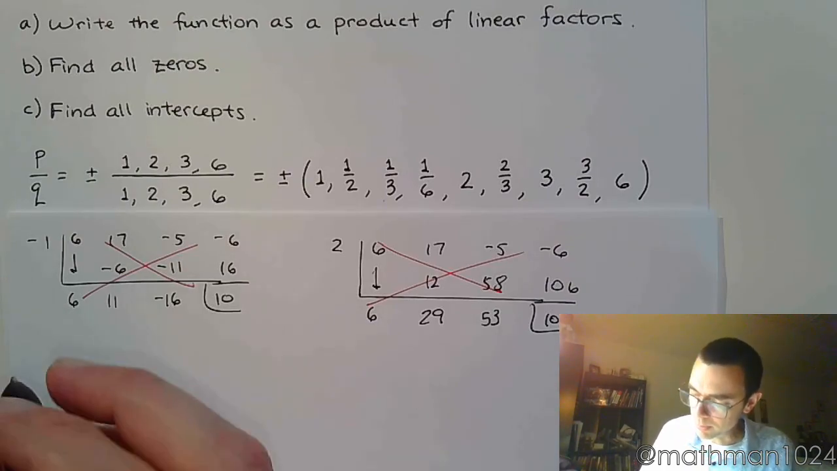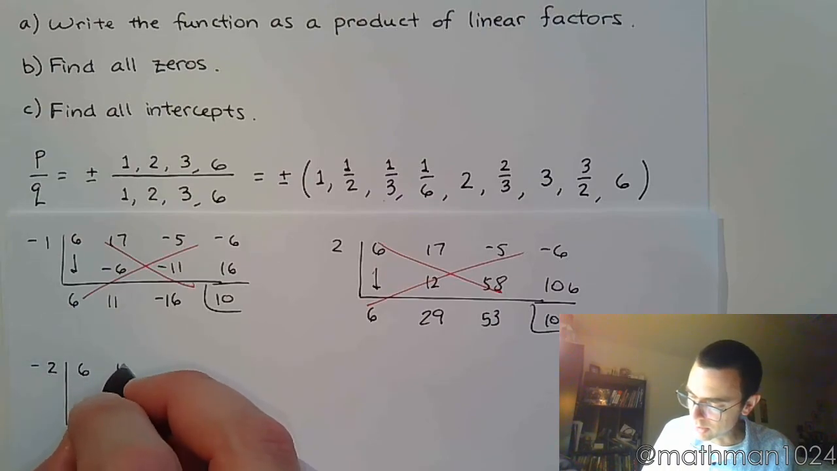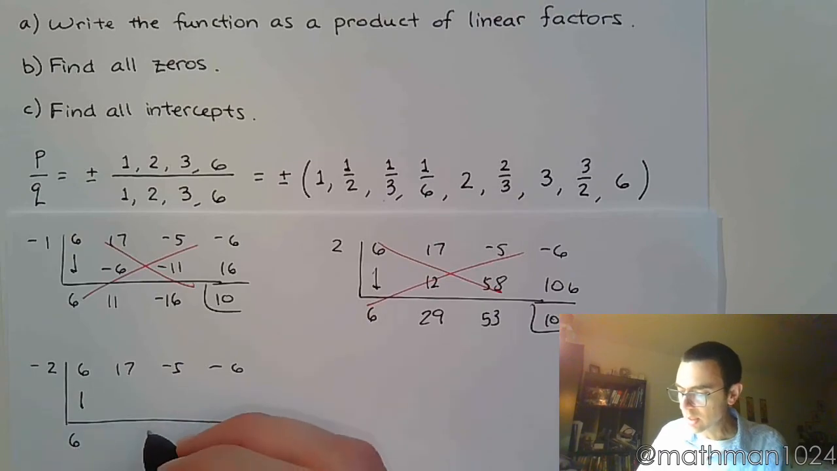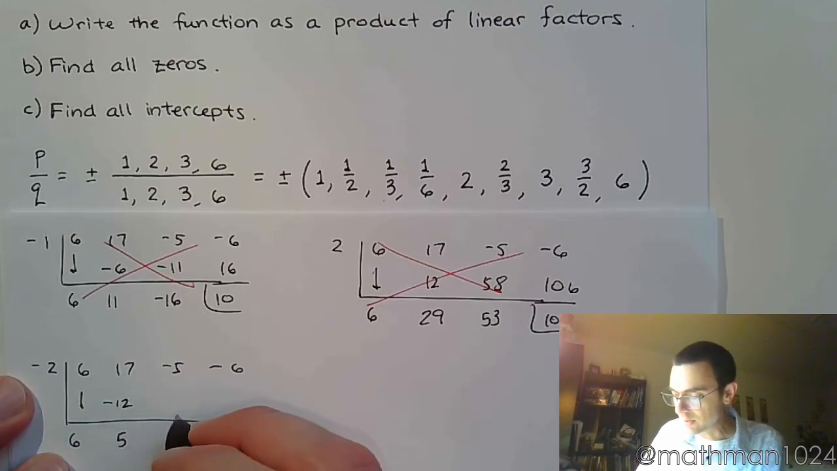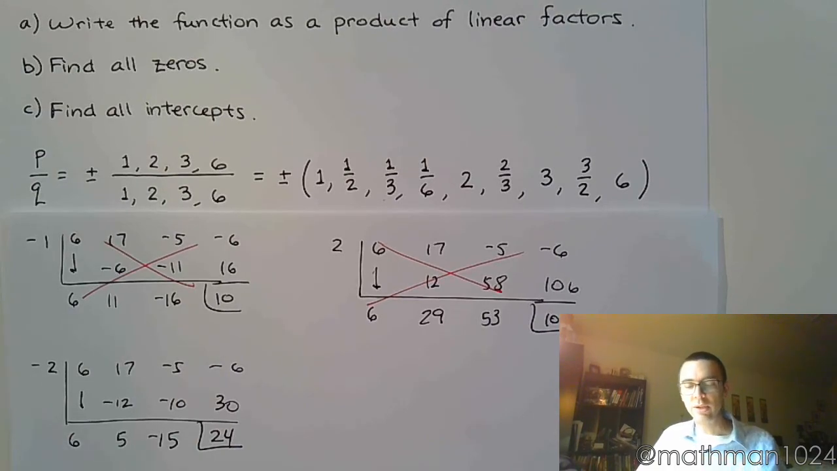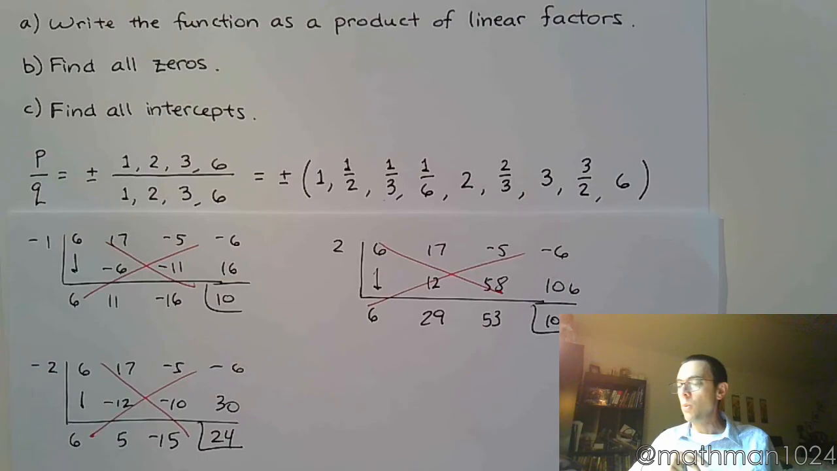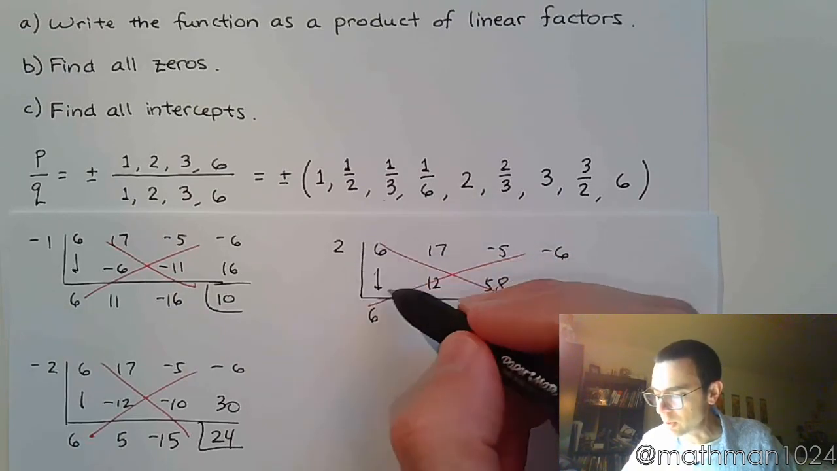But let's try negative 2. Maybe things will work out better for us this way. All right, so bring down the 6, multiply, that's negative 12, that's 5, negative 10. You know what? I thought this was going to be it. No dice. Does not work out. Well, the next thing I would try is 3, but if I try positive 3, I'm going to run into a very similar issue here.